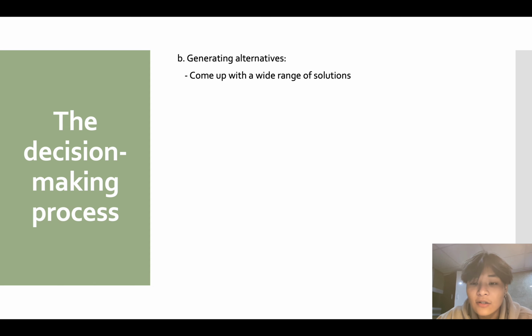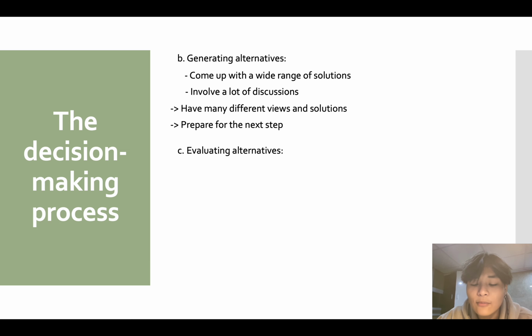The second step in the decision-making process is generating alternatives. In this stage, people will come up with a wide range of diverse alternatives to a problem, which involves a lot of discussions. As a result, they will have many different views and solutions. Therefore, they can prepare for the next step, which is evaluating alternatives.